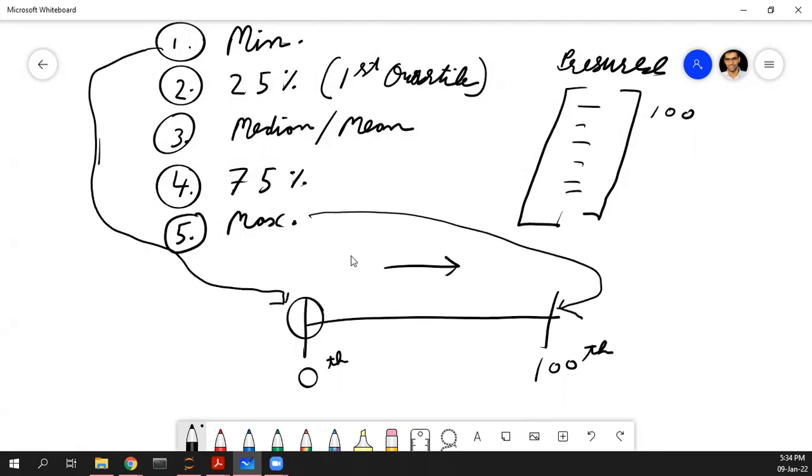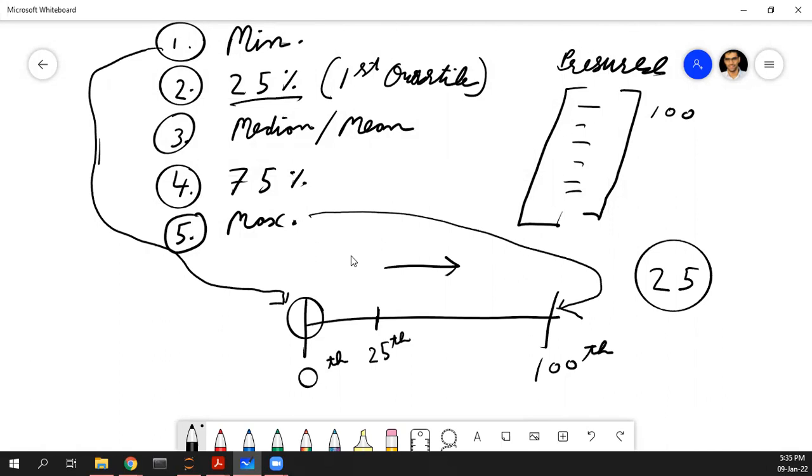Now the 25 percentile corresponds to that point, because we have 100 points here. The data at the 25th index will be my 25 percentile. So the 25 percentile is the point below which 25% of the data is smaller than that.